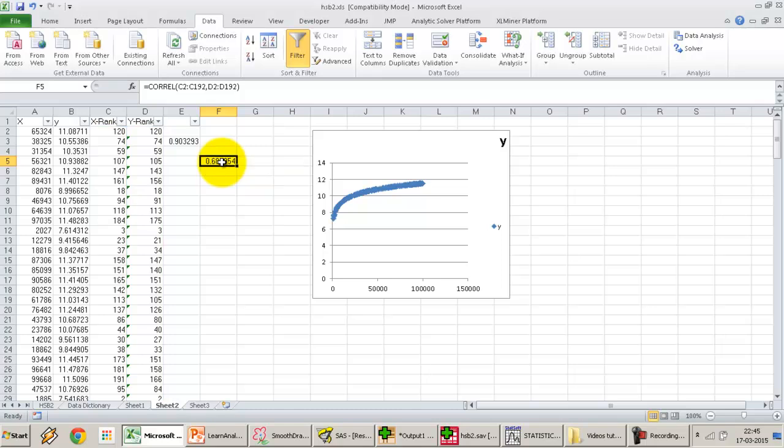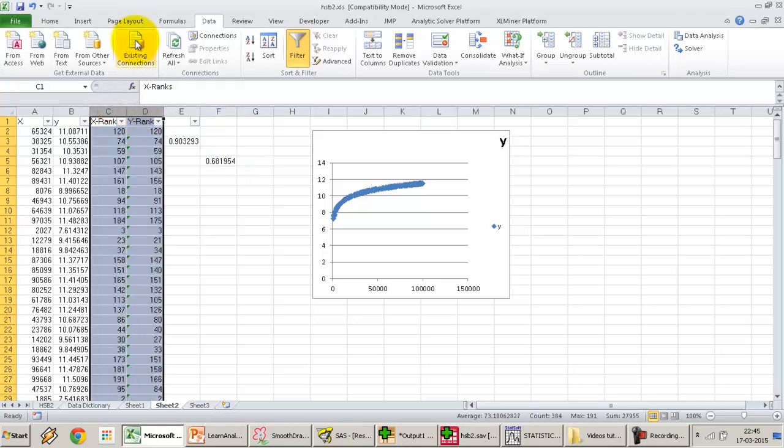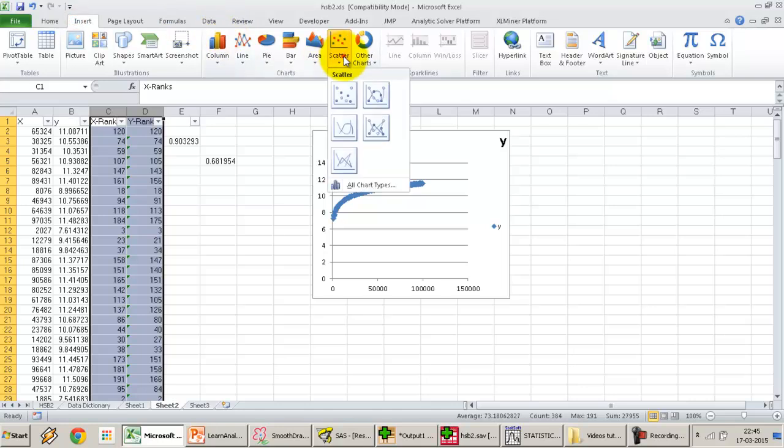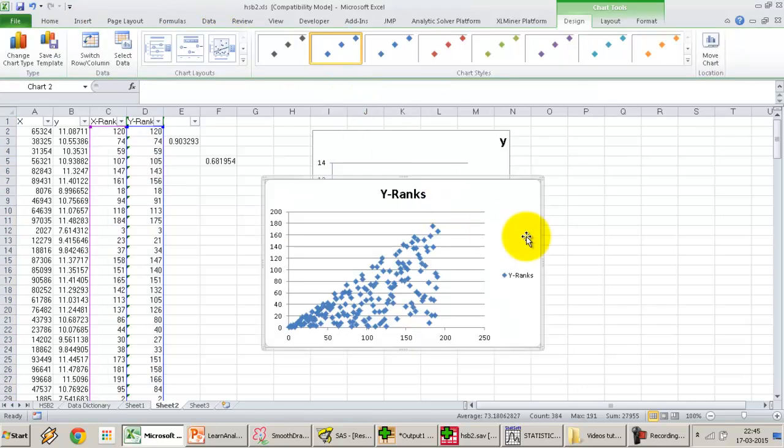So this is the Spearman's correlation. What it will do is convert both X and Y into ranks and then generate a correlation on this. If I generate a scatter diagram for this, I see it is a positive correlation, and that's how we generate the correlation coefficient here.